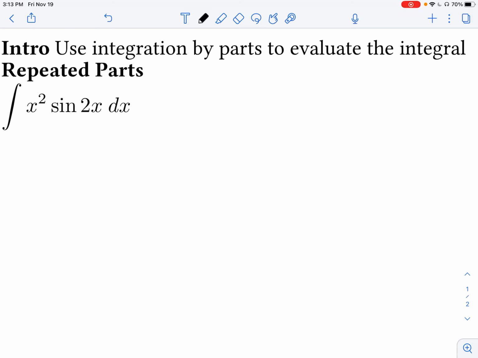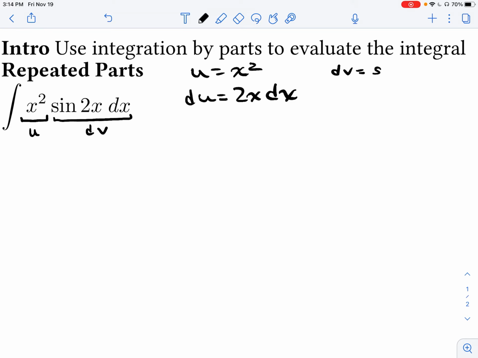So the next part is to think about which factor of our integrand would make the most sense to be our u, and which would we want to be our dv? Looking at this carefully, it would probably make the most sense to have this be our u here, and sine of 2x dx would make the most sense to be our dv. So I'll write u is equal to x squared. That means du is equal to 2x dx. And if dv is equal to sine of 2x dx, then v, the integral of sine 2x dx, would simply be negative 1/2 cosine of 2x.